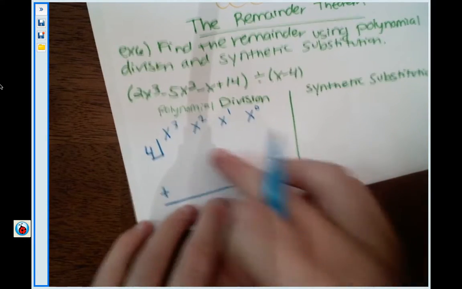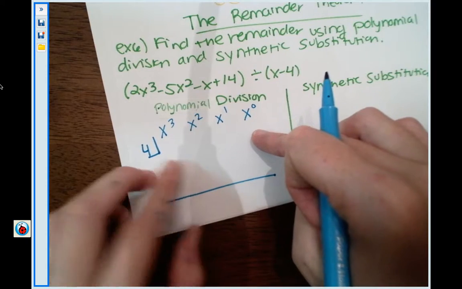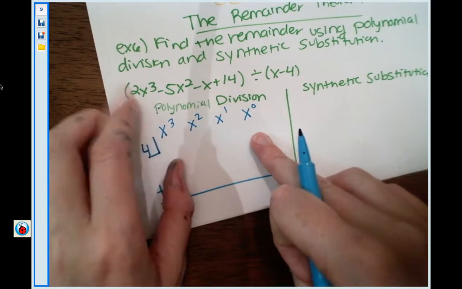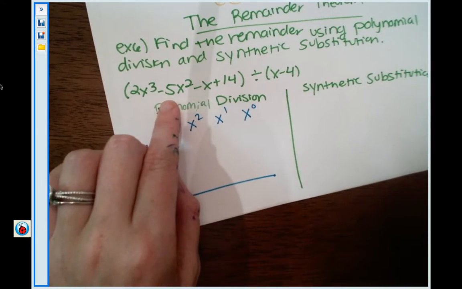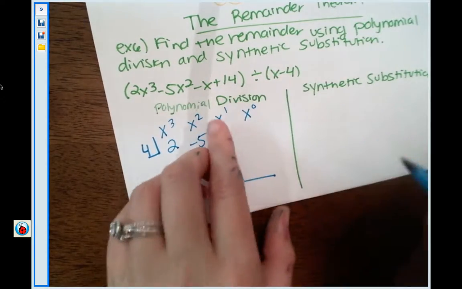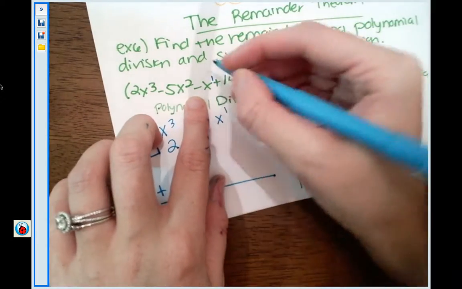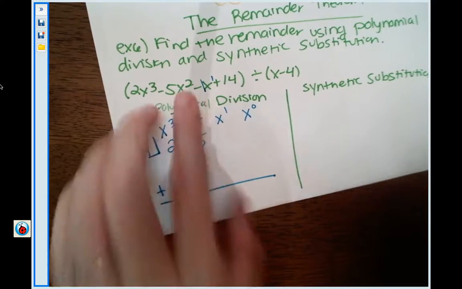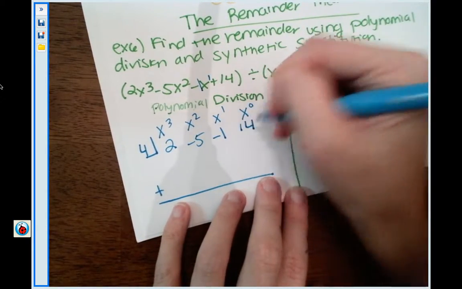Alright, next, I'm going to write the coefficients of the terms in the dividend below. The coefficient of x to the third is 2, so I'm going to write a 2. The coefficient of x squared is negative 5. The coefficient of my x to the first term is, I don't see one, so there secretly is a negative 1 there. Don't forget that, you guys. And then lastly, my last number is 14.